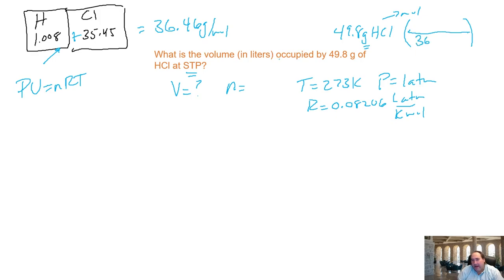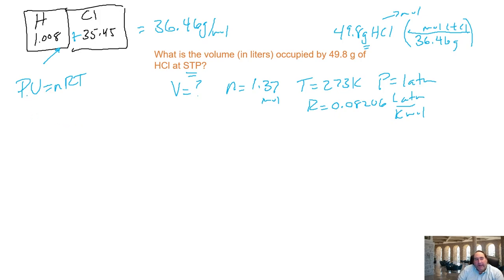Remember, we're using that as a conversion factor to convert to moles. So we want grams on the bottom so that they cancel, and dividing, we get our moles of HCl. We'll take our 49.8 and divide it by our answer there, and we'll get something like 1.37 moles here. All right, so now we've got moles and everything else. We're good to go, I think. Everybody's in the right units.